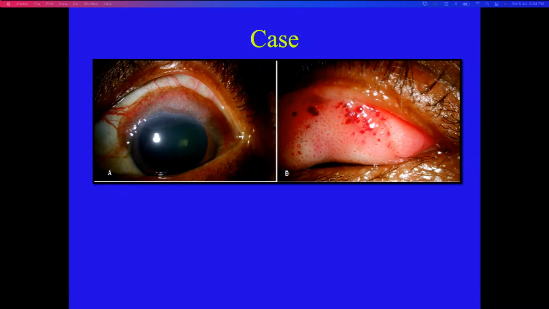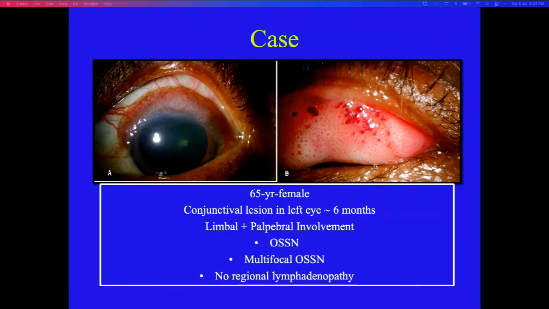One particular case, around this time we also had a time domain Visante Zeiss anterior segment OCT with us. This particular lady was a 65-year-old female. She had, as you can see, a limbal lesion. What was very surprising was that this limbal lesion is like a spotter. Anybody would think this is OSSN.